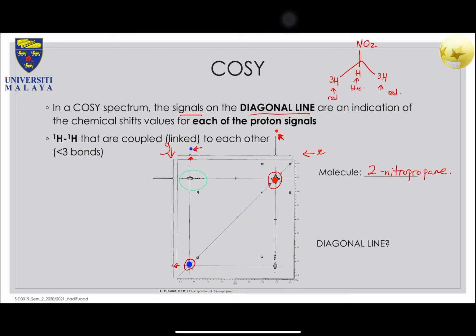Okay, so by doing this, when you draw a diagonal line in the middle there, that is kind of like the mirror image for the whole system.